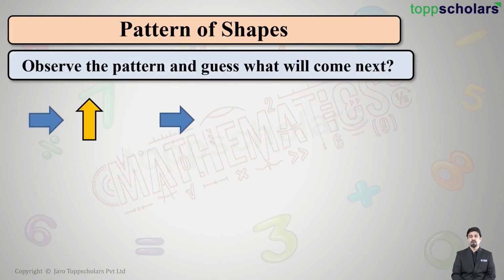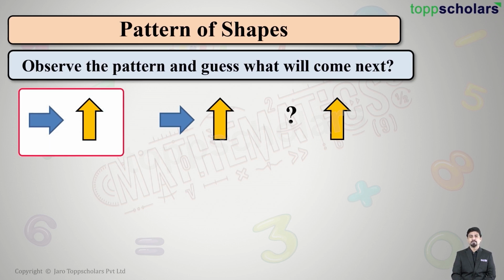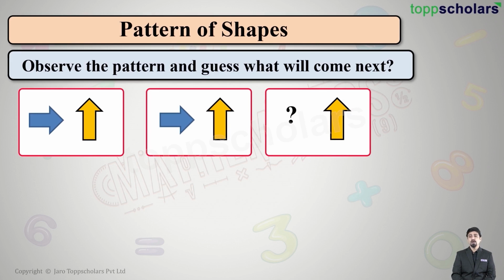Let's take one more example. Here I have few arrow marks. Let's see, I have to find the part in the third place. So how do I find? First I have a right pointing blue arrow, top pointing yellow arrow. That's my first group. In the second group, again, right side pointing blue arrow, topwards pointing yellow arrow. In the third, I only have the topwards pointing yellow arrow. What is missing? The blue arrow mark. That will come in the place of question mark and our pattern gets completed. Wonderful, students, isn't it? Great.